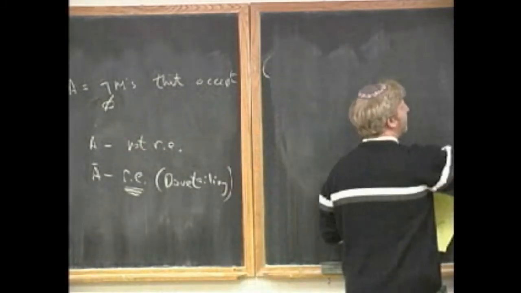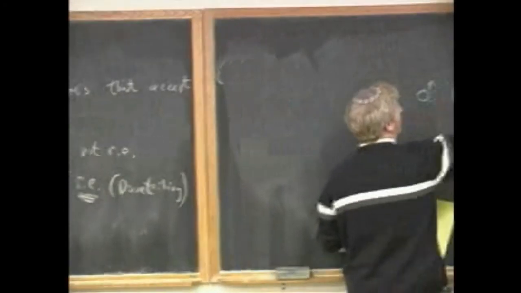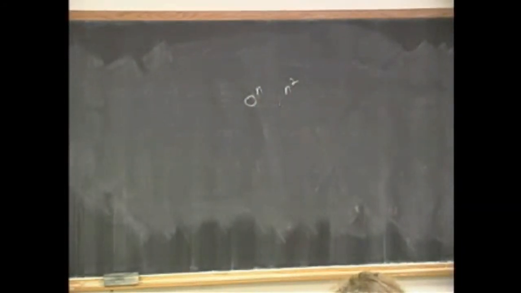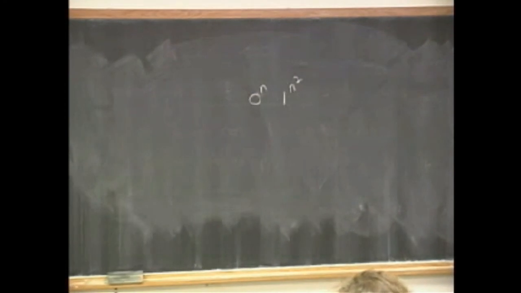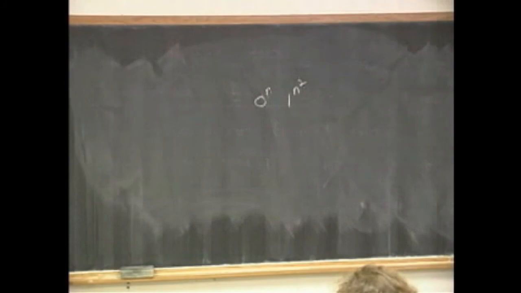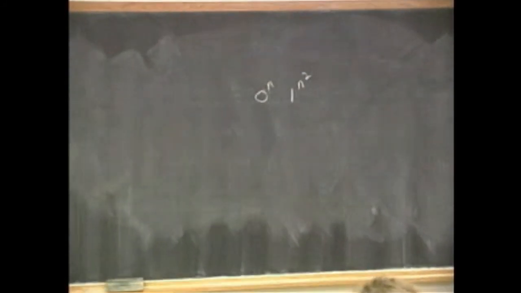We're going to get something that isn't particularly interesting, but will give you some idea about how to write Turing machine programs. Here's a language, 0 to the n, 1 to the n squared. This is not a context-free language. You can prove it's not context-free with the pumping lemma. But it is acceptable by a Turing machine.